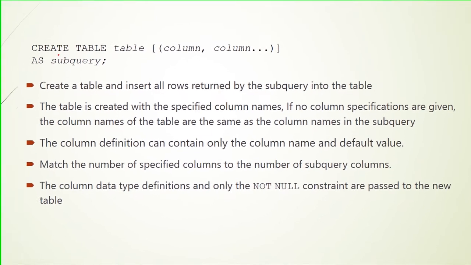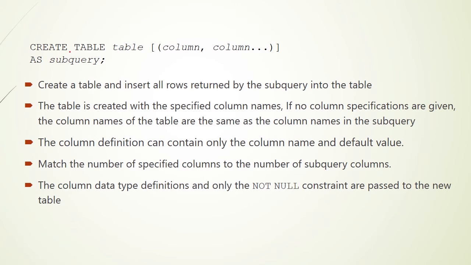As we can see here, this is the syntax to create a table using a SubQuery: create table, and this is the table name. And as optional, here we can specify a column list, then AS subquery. Oracle will create a table and insert all rows retrieved by the subquery into the table. The table is created with the specified column names. Optionally, you can specify column names here.